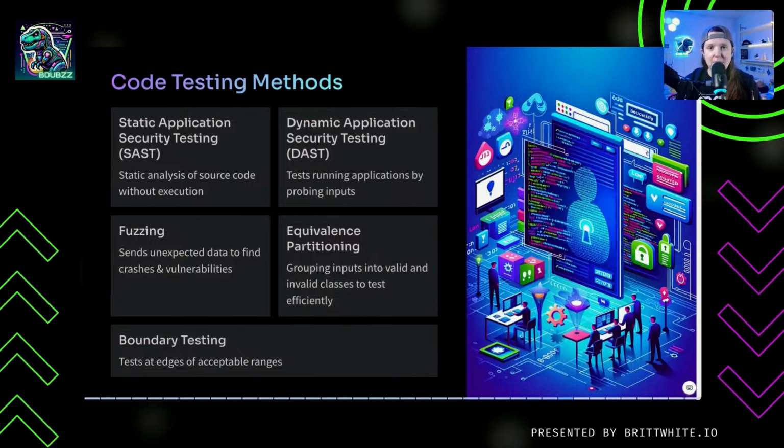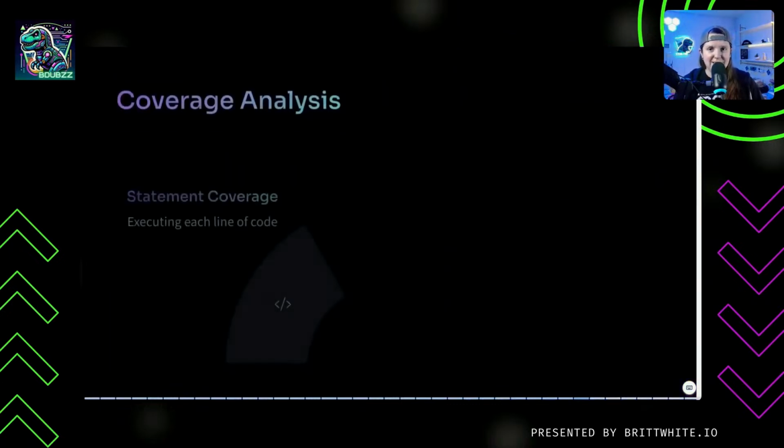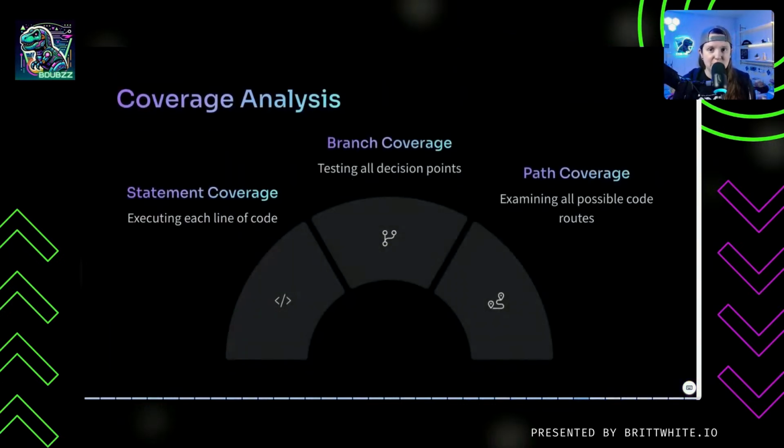The key here is combining multiple approaches. You should use SAST early in development, DAST during testing, and regular fuzzing to catch edge cases. While 100% test coverage is ideal, remember that no single testing method catches everything. Now, there's a few more important testing approaches that help us build more secure systems. These are important for comprehensive security coverage.